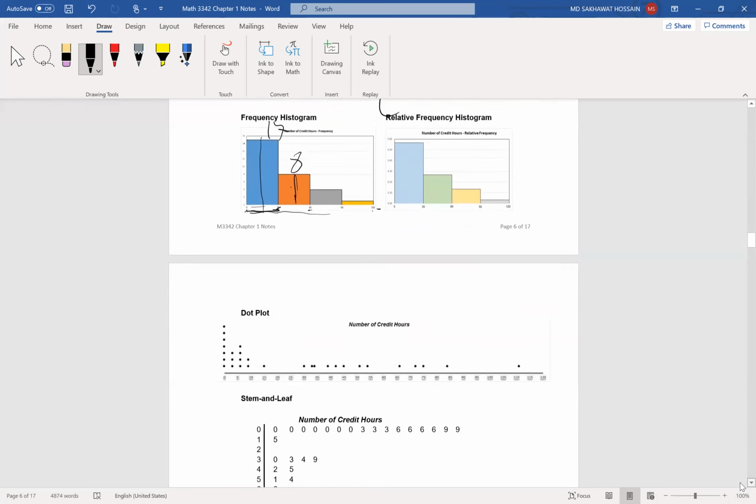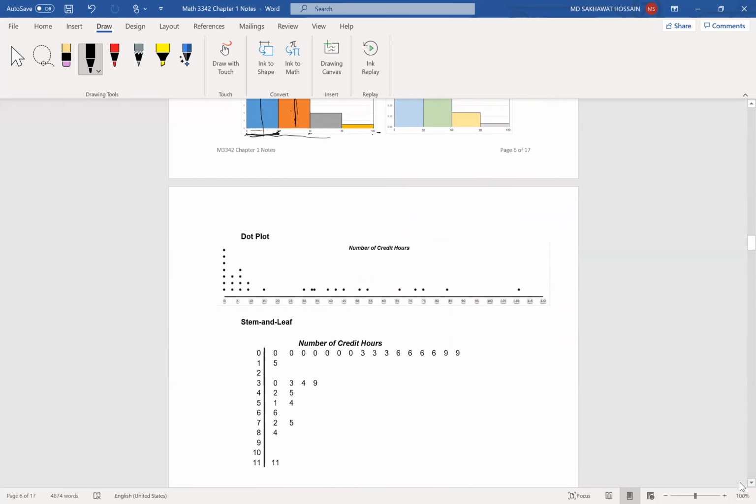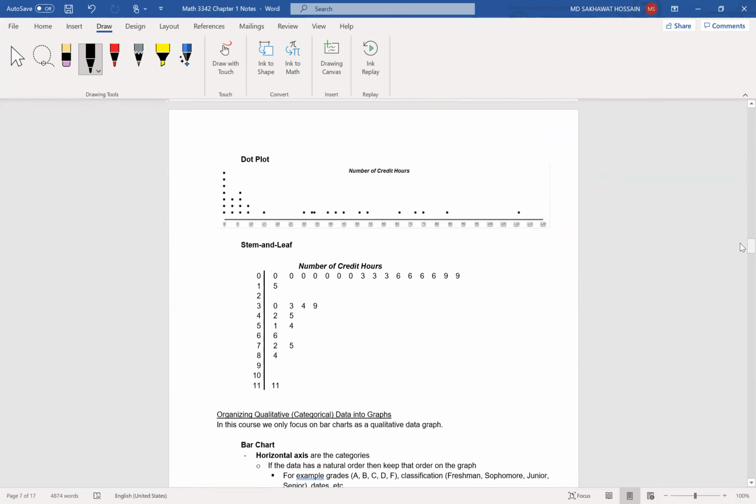So for the dot plot, the horizontal line represents the distinct numbers. So we have numbers from 0 to 120. For this data set, what are the data? We have 0, 0, 0, 0, 0, 0, 0, and we have also 3. So for the value 0, we have 7 dots: 1, 2, 3, 4, 5, 6, 7, right?